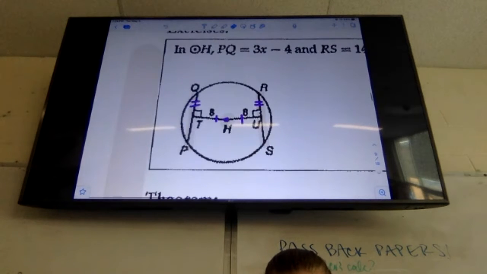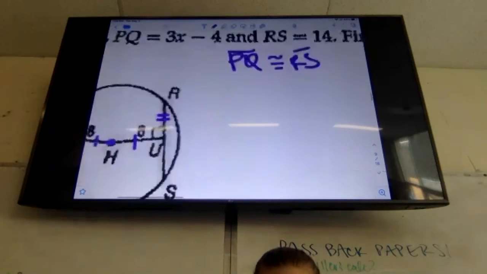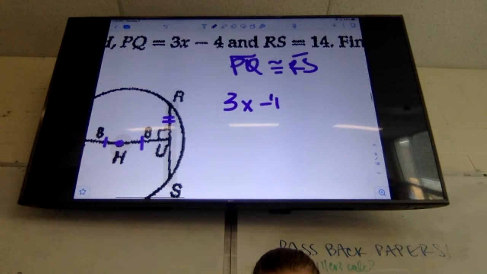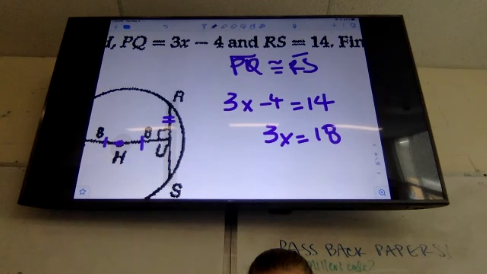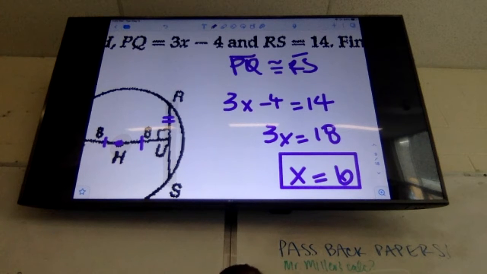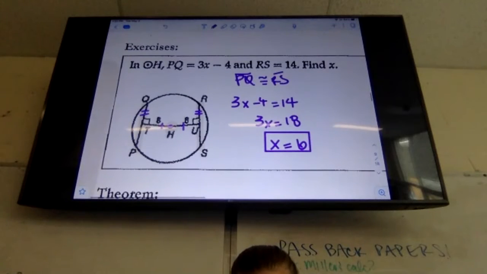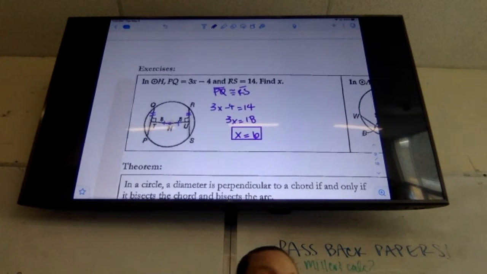Let's go ahead and solve this because I know PQ, and I'm even going to write it. PQ is congruent to RS. So let's do 3x minus 4 equals 14. Add 4 to both sides. I get 3x equals 18, and then x equals 6. Do I need to do anything, or am I good? You're good. You can plug it in to check. 3 times 6 is 18. 18 minus 4, is that 14?